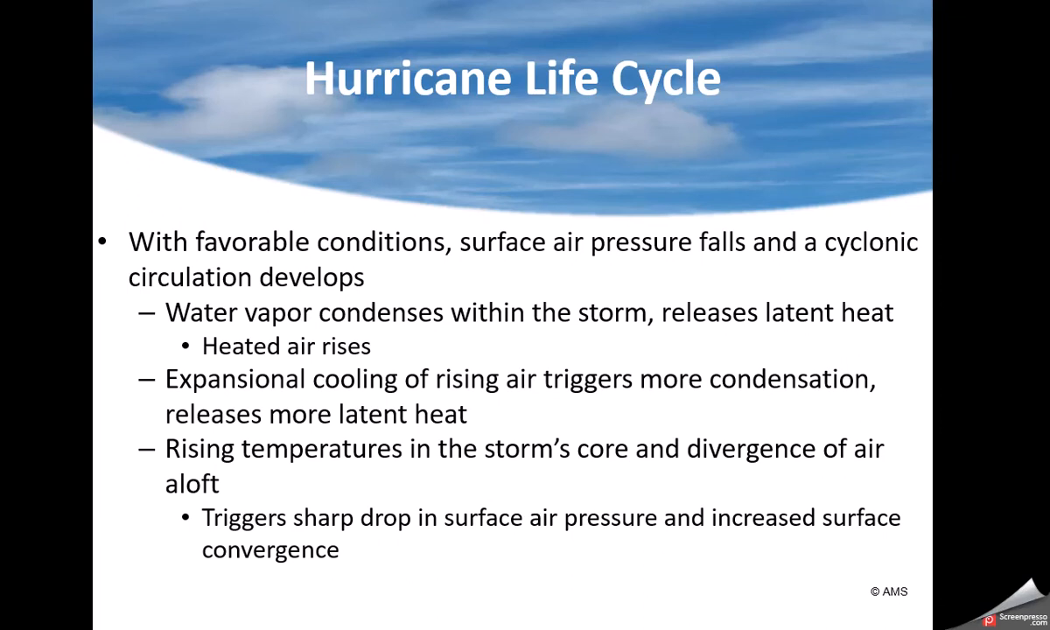Hurricanes basically have a life cycle where the pressure begins to fall and you begin to set up the circulation. Hurricanes need a lot of water vapor, and all this releases latent heat. That is the driving force of a hurricane, along with expansional cooling from that. You're raising the temperatures in the storm core and diverging the air aloft.